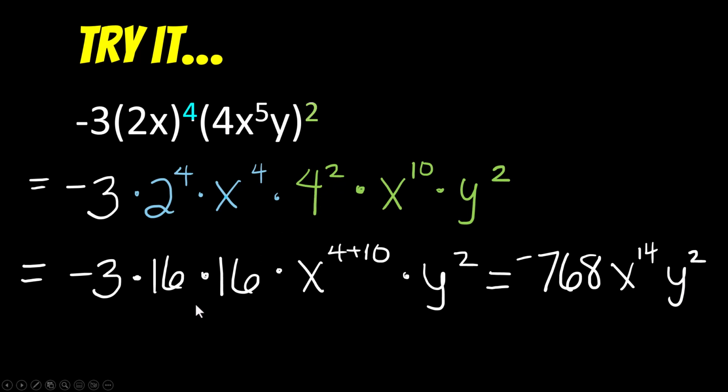So putting all the number pieces together, I'll have two 16s here. I have x to the 4th here and x to the 10th there, so we're going to add those two together. And we have y squared. Your final answer should have been -768, x to the 14th, y squared. That is no joke of a problem.